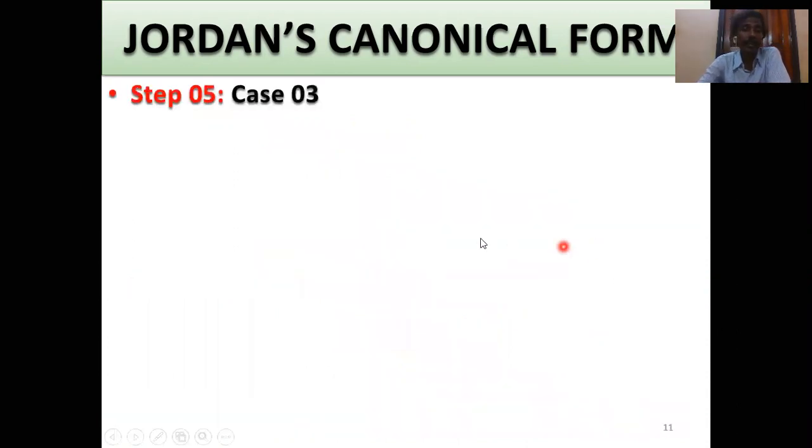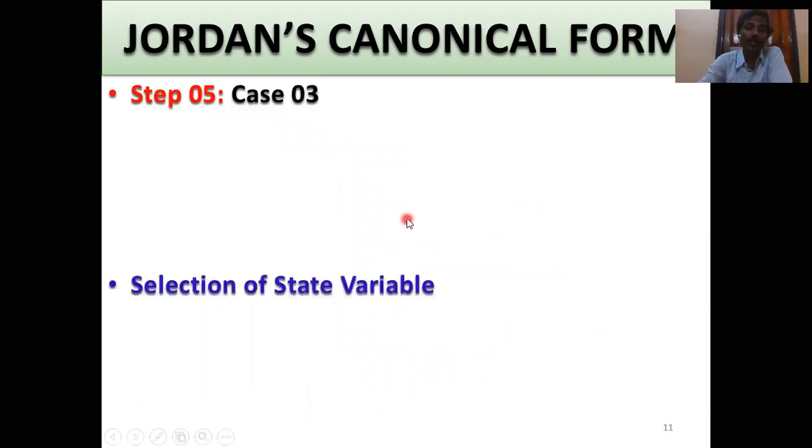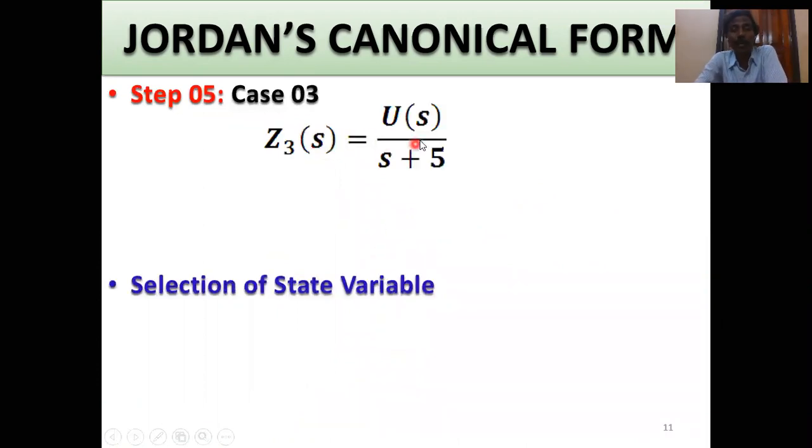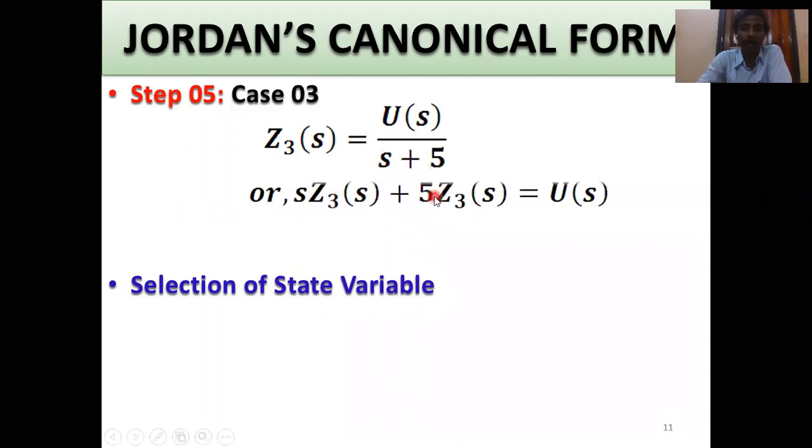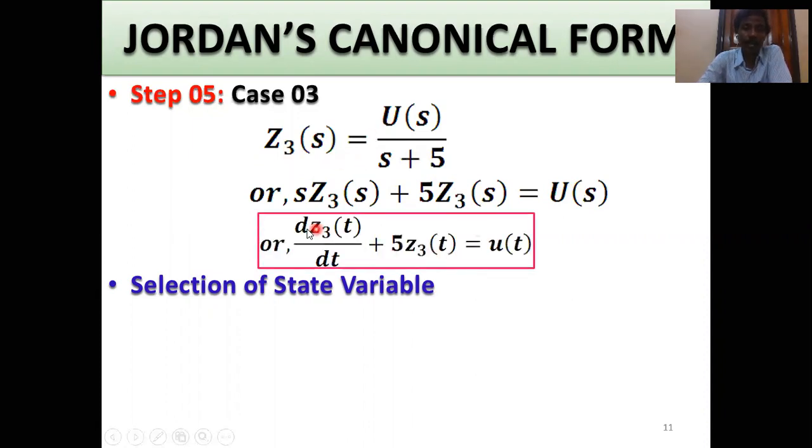Then case number 3, step 5, case 3. What is case 3? Z3(s) equals U(s) by s plus 5. Cross multiplication: s into Z3(s) plus 5 into Z3(s) equals U(s). Then again taking the inverse Laplace transform, we get dz3(t) by dt plus 5 into Z3(t) equals u(t). Here u(t) equals the reference input and Z3(t) equals the output.